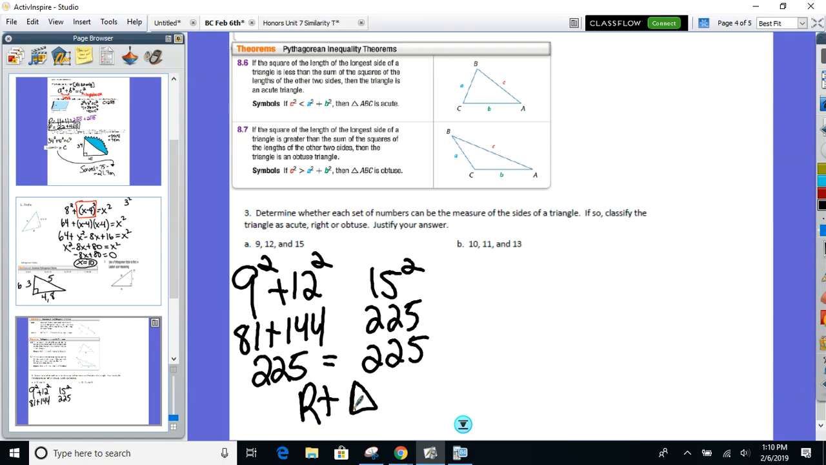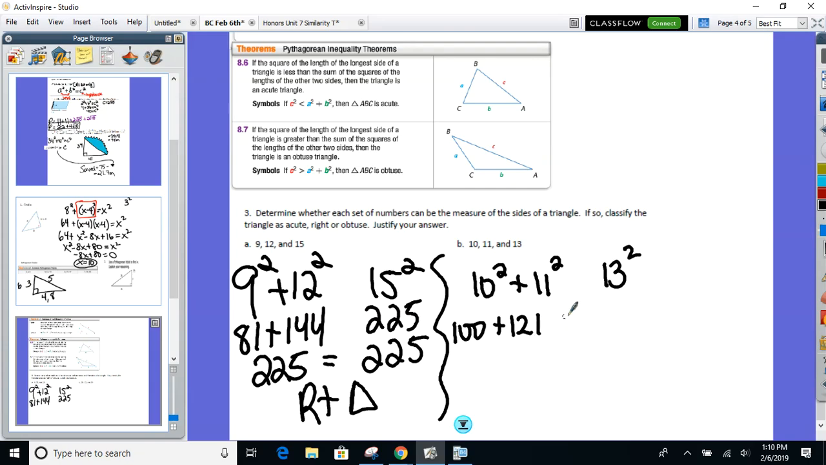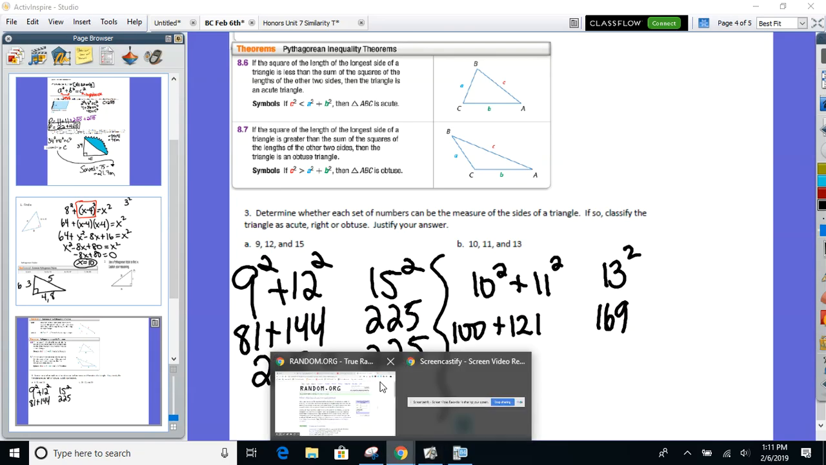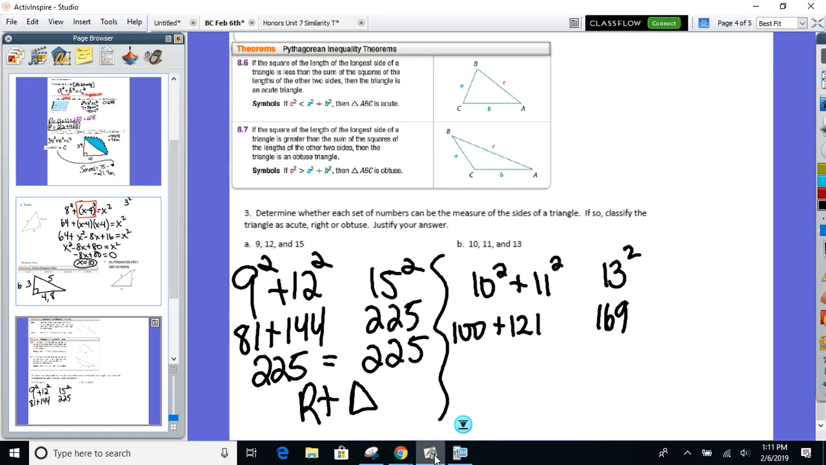Okay, what if they're not equal though? Here we go with numbers, letter B. So 10 squared plus 11 squared, compare that to 13 squared. What did you guys get for the a squared plus b squared side? 221.